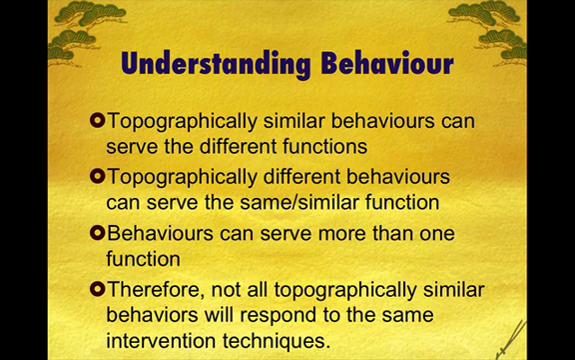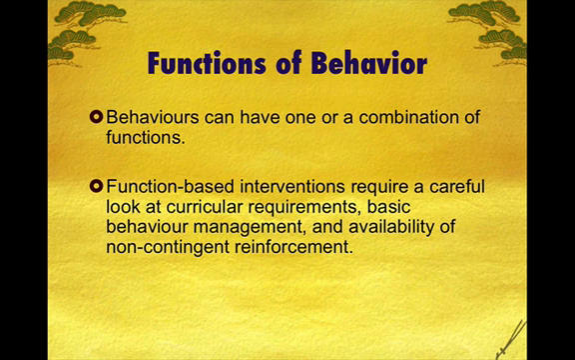So a functional analysis will guide us so that we design our interventions to address the function of the behavior, not necessarily the topography. The topography can be quite irrelevant in the functional analysis. We are looking at the function of the behavior, and of course we are addressing the topography if the topography means that harm comes to the person in question. So behaviors can have one or a combination of functions, and ultimately function-based interventions require a careful look at curricular requirements, basic behavior management, and availability of non-contingent reinforcement.